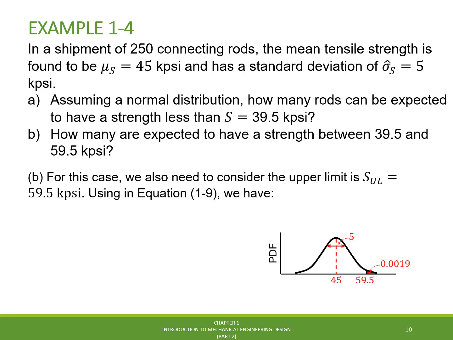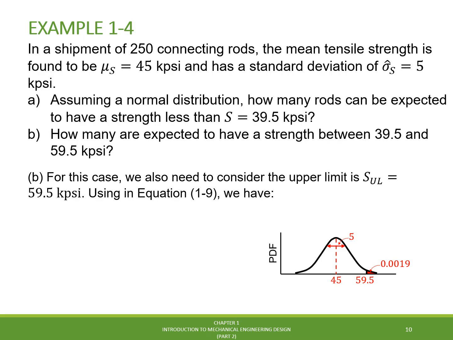For part B, we are interested in calculating the probability that any value of the tensile strength is going to fall within the interval 39.5 and 59.5. One thing that we can do is, since for part A we've already calculated the probability that the values will be below the lower limit, we can go ahead and calculate the probability that the values will be above the upper limit, as represented here in this graph.